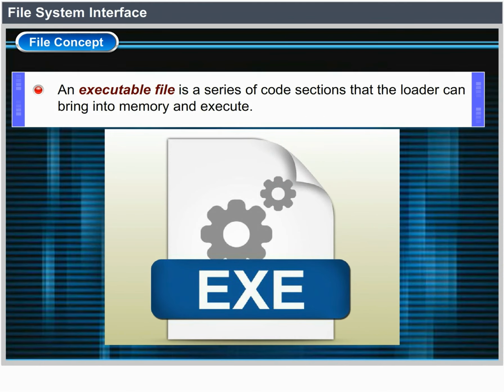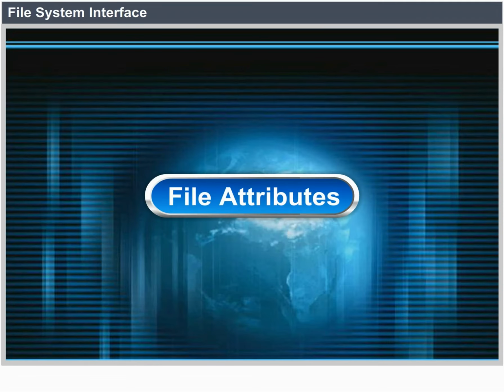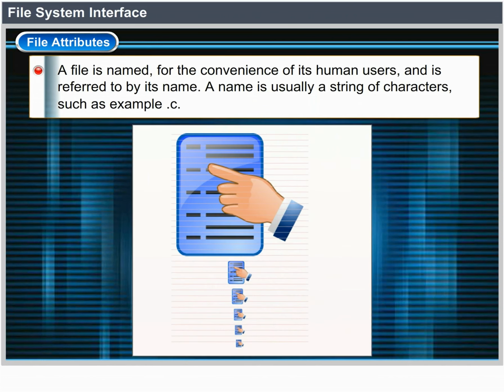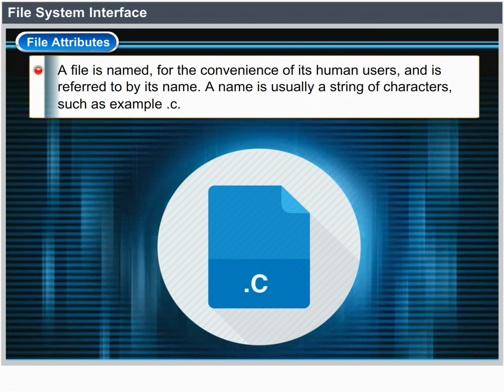File attributes. A file is named for the convenience of its human users and is referred to by its name. A name is usually a string of characters such as example.c. Some systems differentiate between uppercase and lowercase characters in names, whereas other systems do not.